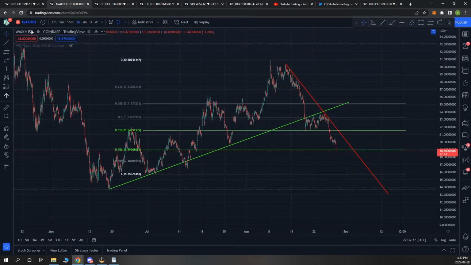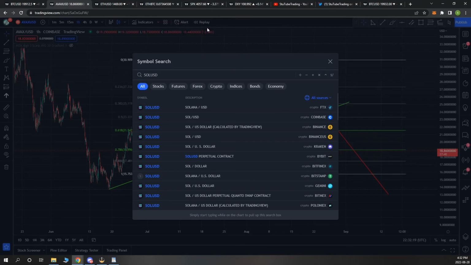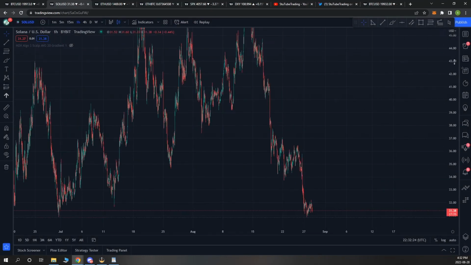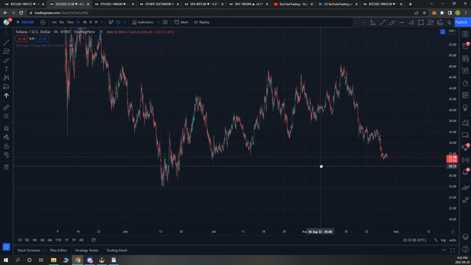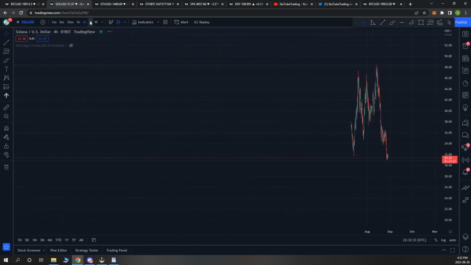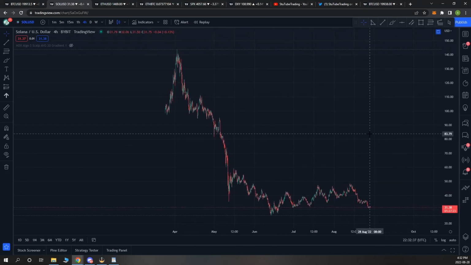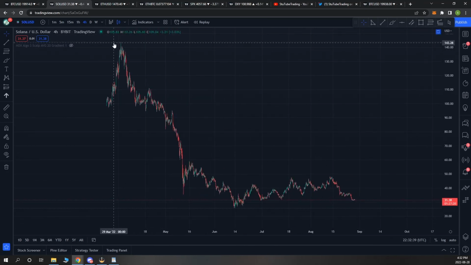I can check out Sol for you. Yeah, let's do Bybit here. I haven't really been following along with Sol. It does look like it is at a temporary support level. Oh, I'm only on the hourly here. Let's hop over to the 4-hour chart. Oh yeah, that was a nasty sell-off there, hey?